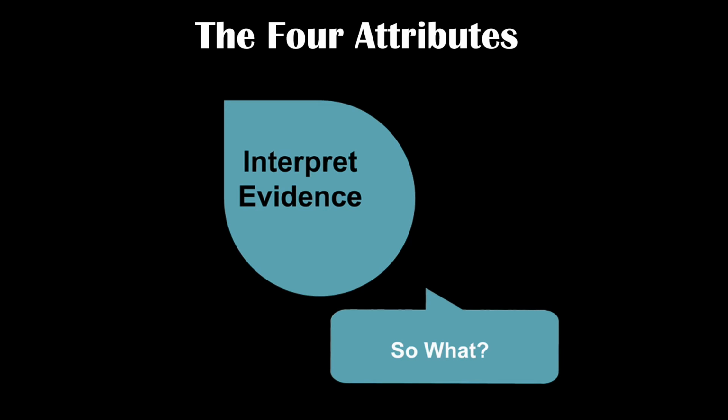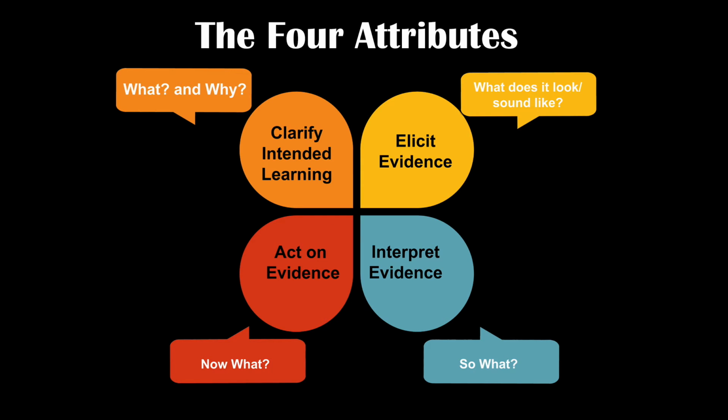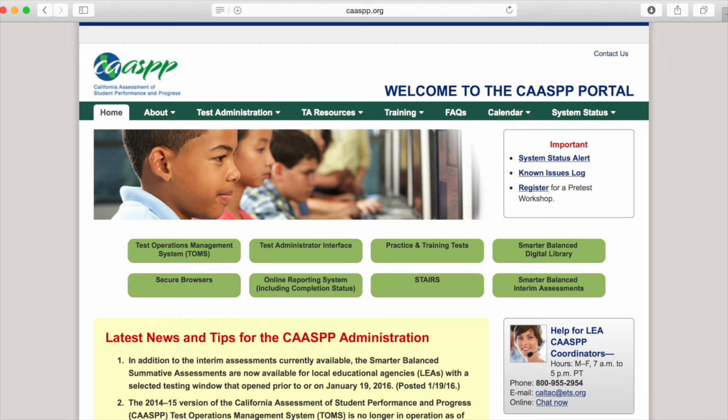This attribute covers the process by which the teacher reflects on each student's learning and progress toward the intended learning. Acting on evidence. This attribute covers the next steps the teacher will take in light of what the students have and have not learned. At this point, the learning goal, or the intended learning, might be differentiated for students, and the process begins again. Now let's go live.